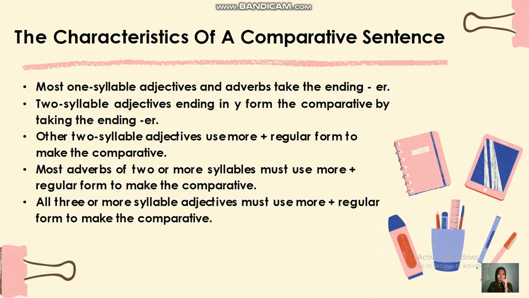The characteristics of a comparative sentence. First, most one-syllable adjectives and adverbs take the ending "er". Second, two-syllable adjectives ending in "y" form the comparative by taking the ending "er". Third, other two-syllable adjectives use more plus regular form to make the comparative. Fourth, most adverbs of two or more syllables must use more plus regular form to make the comparative. Fifth, other adjectives of three or more syllables must use more plus regular form to make the comparative.